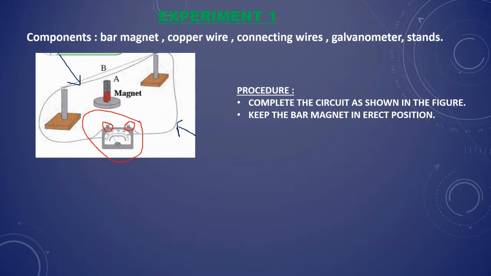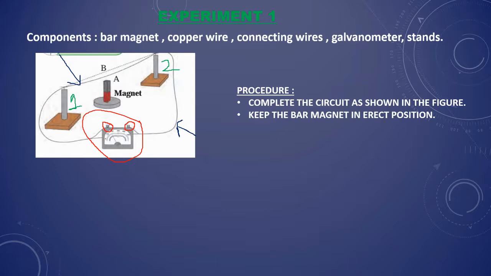And the ends of this copper wire are kept on 2 stands. So over here, let's just say this is stand 1 and this is stand 2. So the 2 ends of the copper wire are kept on these stands, and also these 2 ends of the copper wire are connected to the galvanometer via the connecting wires.